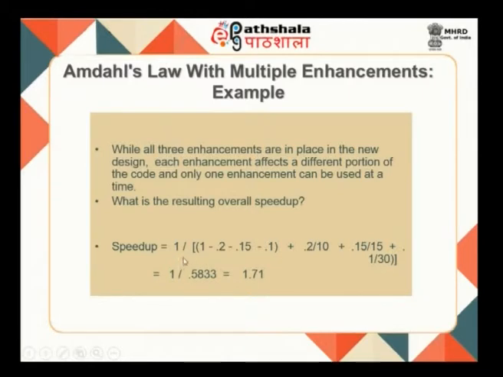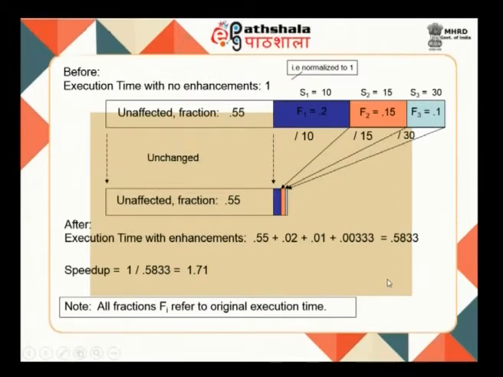So if you just plug in those values, you get a value of 1.71. So you find that by bringing in all the 3 enhancements, you are able to get an overall speed up of 1.71 from the original value. So this is again a pictorial depiction of the various enhancements. One portion is not affected at all, 55% of your execution time is not affected at all. For the remaining 45% you have different speed ups that have been indicated. So you calculate all these values and you find that there is an overall speed up of 1.71.